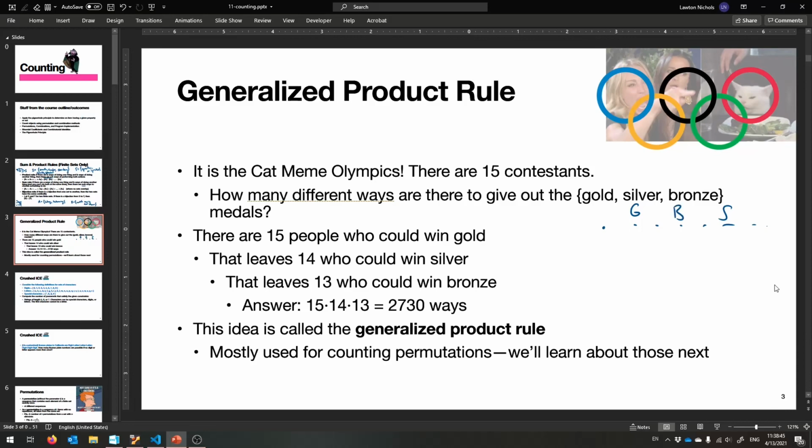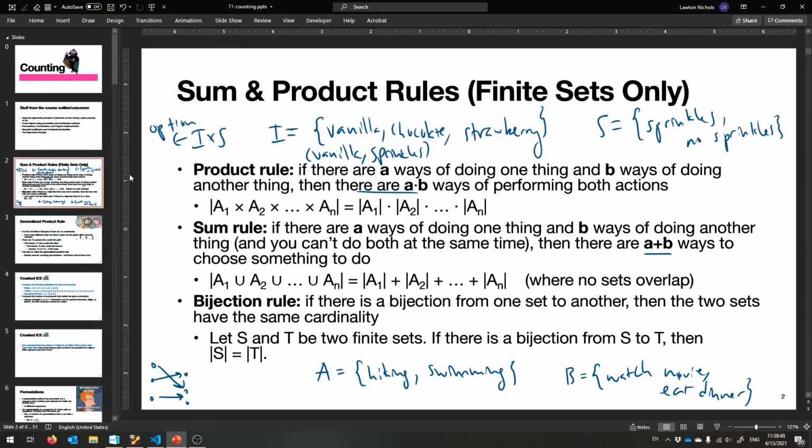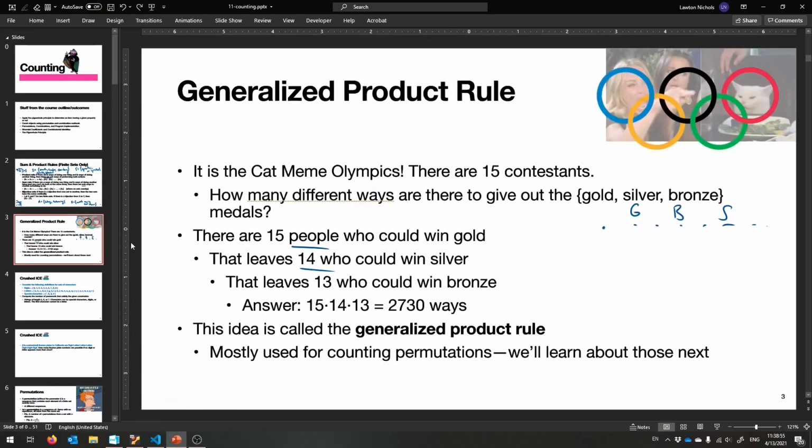So the answer is, this is the product rule again, isn't it? You had A ways of giving gold, B ways of giving silver, C ways of giving bronze: 15, 14, and 13. Multiply them together to get all the ways of doing everything together. So there's 2,730 ways to give out these medals, 2,730 different ways for the game to be played.